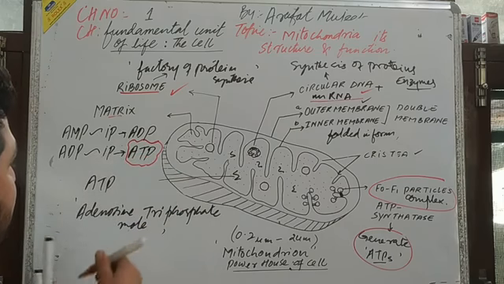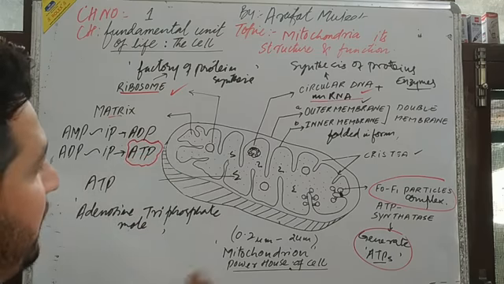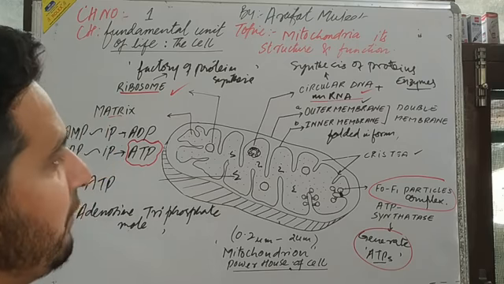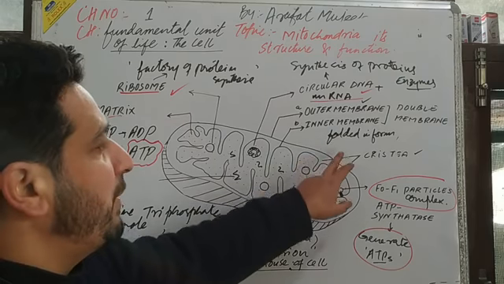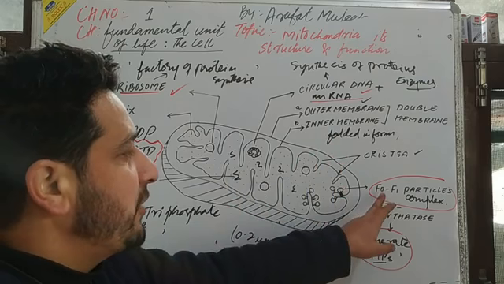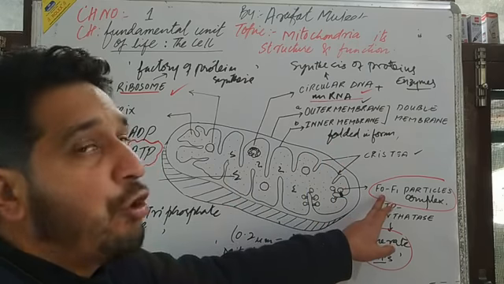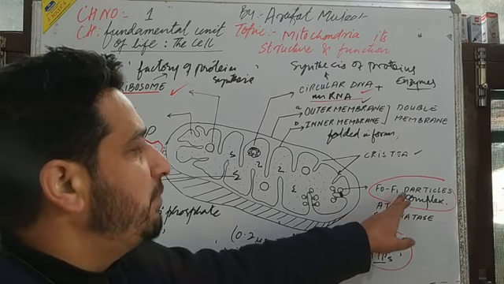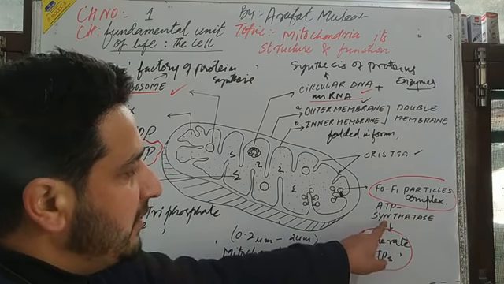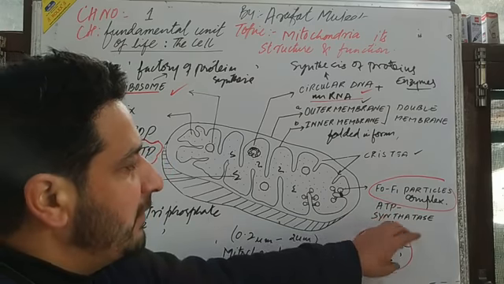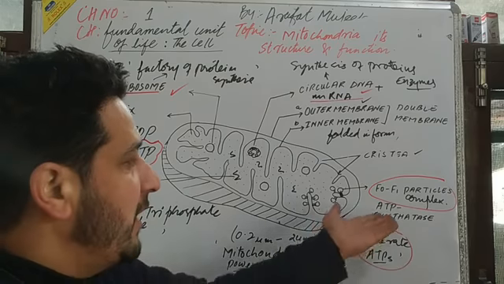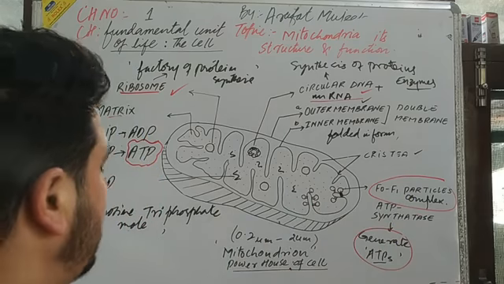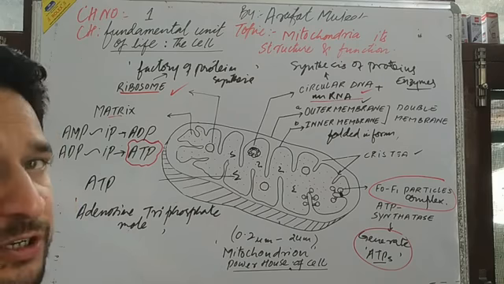This energy rich molecule is generated within the inner membranes, the inner folded membrane of the mitochondria. It actually contains the F0, F1 particle complex, as it is named. These are the ATP synthetase, meaning they synthesize ATP. This is the complex where ATPs are made. Therefore this ATP is an energy rich molecule.